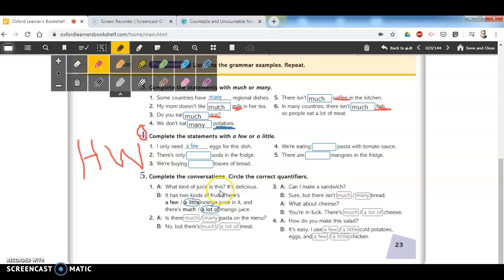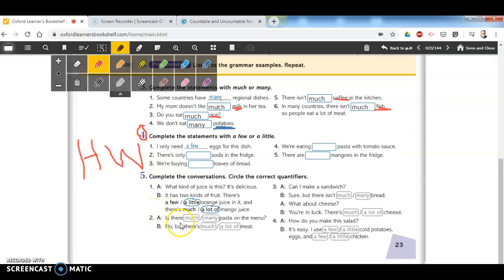What kind of juice is this? It's delicious. It has 2 kinds of fruit. There's a little orange juice in it, and there's a lot of mango juice. So in this case, a lot of is used here because a lot of, we can use it all the time without any problems.